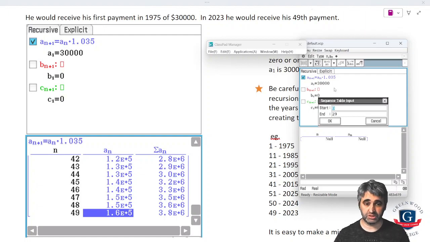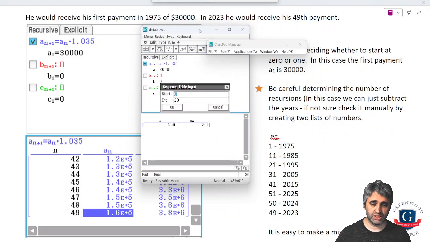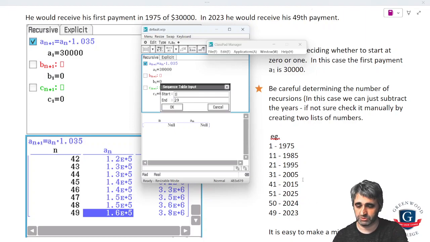Now, we want to get to 2023. So let's see. Here's how I would have worked it out. 1975 was payment 1. 1985 would be payment 11. 1995 would be 21. 2005, 2015, up to 2025, too far. Go back. So we need 49 payments. So starting at 1, going to 49.